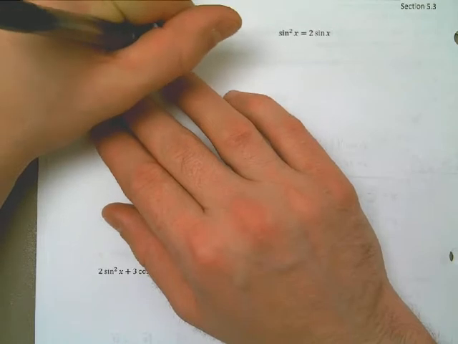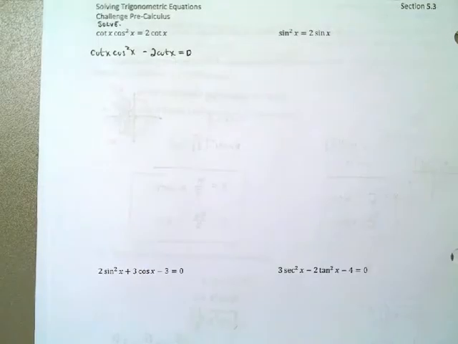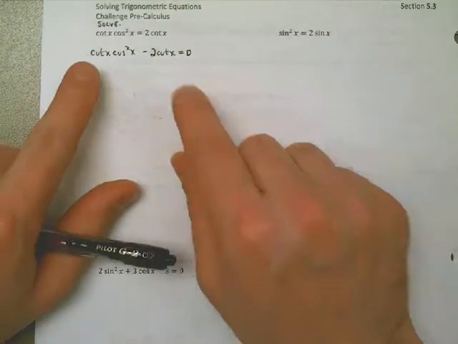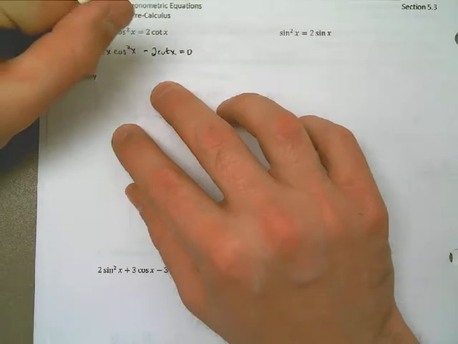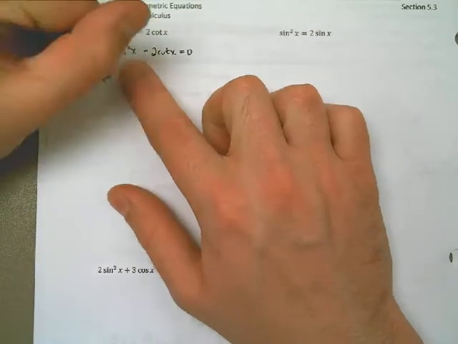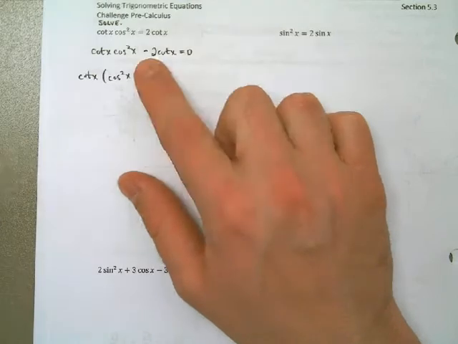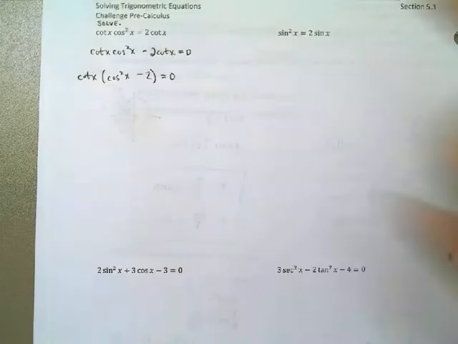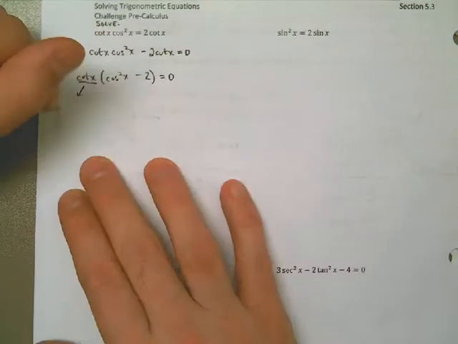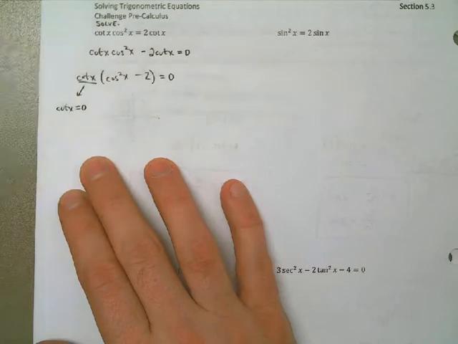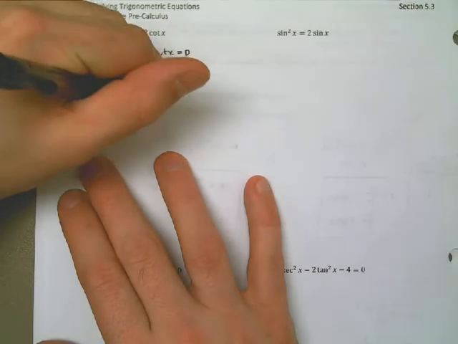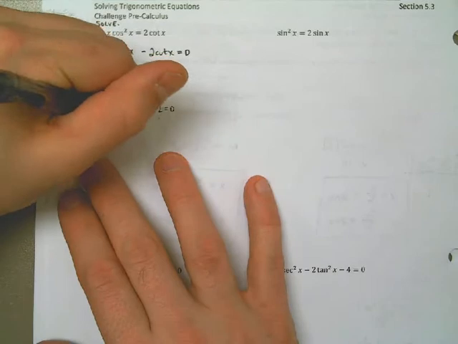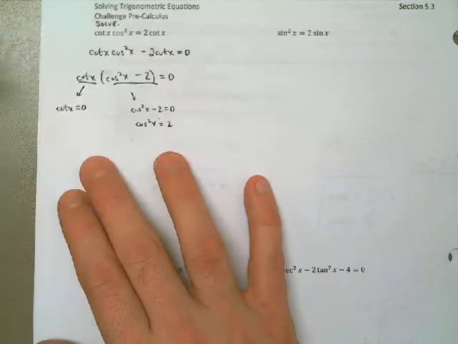Cotangent x cosine squared x minus 2 cotangent x is equal to 0, right? Subtract it over to the left. The reason that I do this is because now I notice that the cotangent is in both the first and the second terms. That means I can pull it out. And if I pull that out, I'm left on the inside with cosine squared of x minus 2. So this really tells me I have two solutions. Either cotangent x is equal to 0, or cosine squared of x minus 2 is equal to 0, which means that cosine squared of x is equal to 2, which means that the cosine of x is equal to plus or minus the square root of 2.